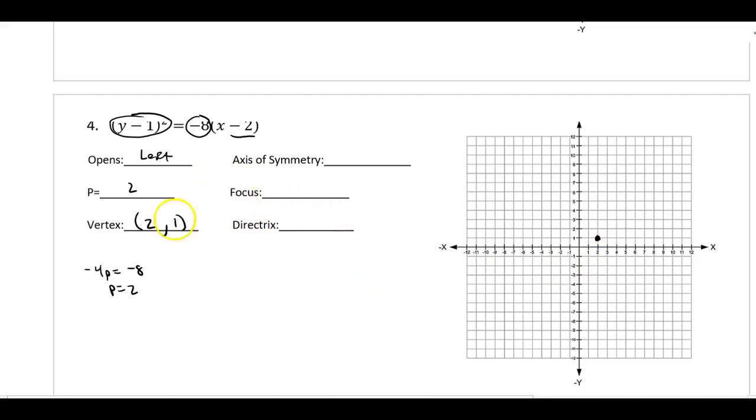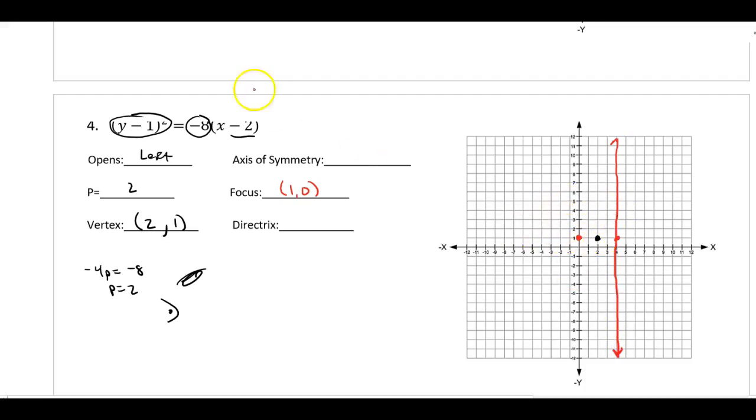So, if p is 2, remember, this one opens left, and my vertex has to be hugged by the parabola. So I'm going to go left 2, and that would give me my focus, which ends up being at the ordered pair (1, 0). Then I'm going to go right 2, and that would give me my directrix.